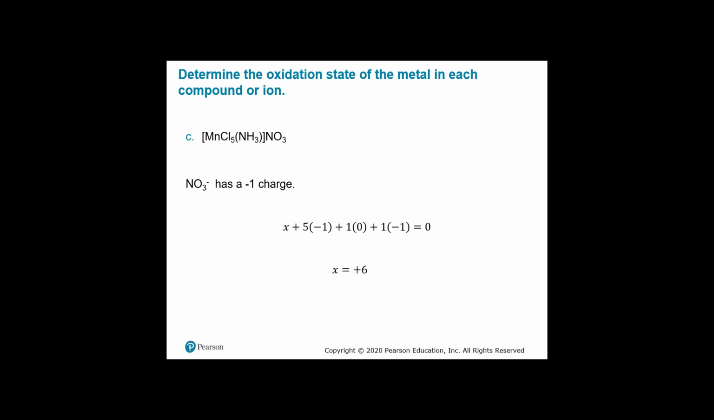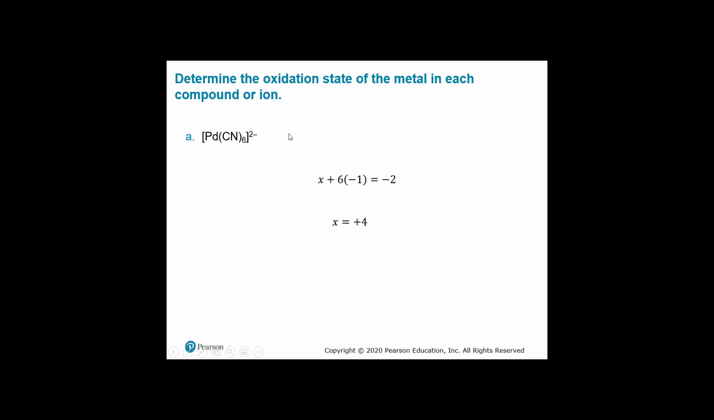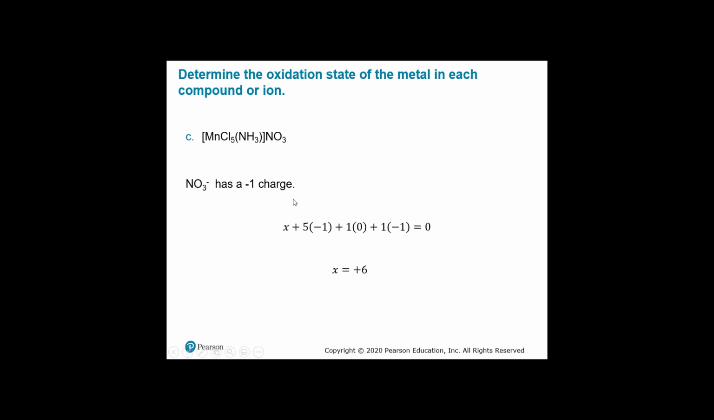So if we're looking at the -1 charge, we have to consider that this one has a counter ion on the outside. That's the difference here. The other ones didn't have counter ions, so we had nothing else to determine what the oxidation state of the metal is. In this case, there is. So that's where ammonia is a 0 charge, and then the nitrate is a -1. Factor all of that in, and our oxidation state for manganese is a +6.